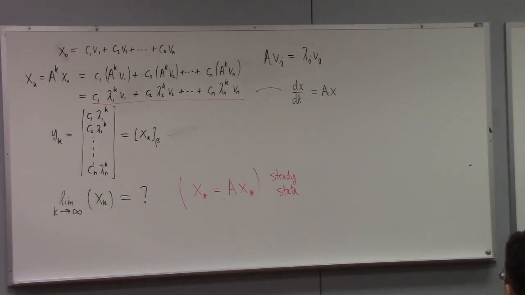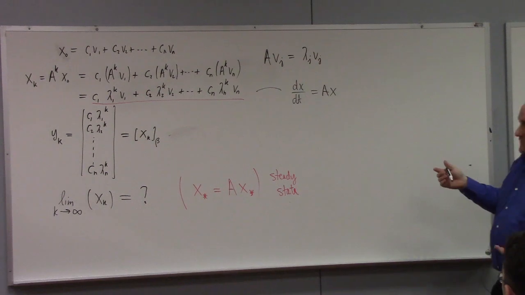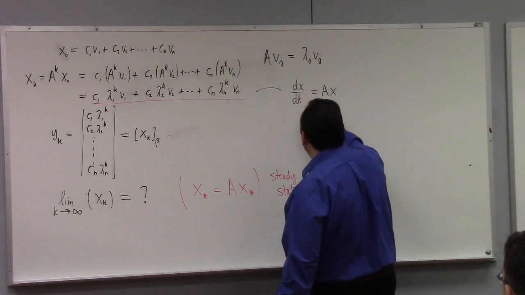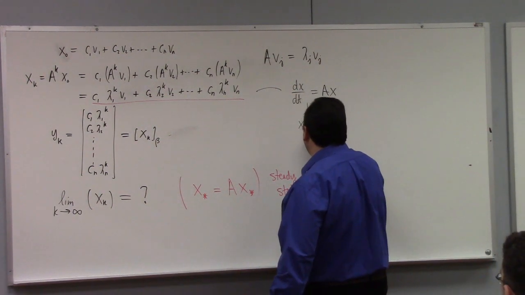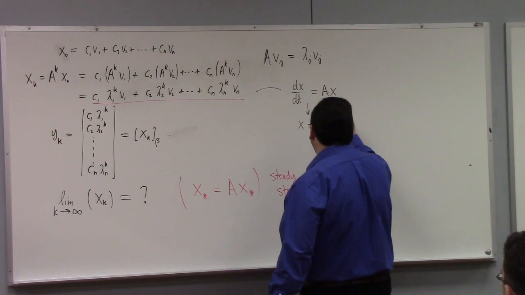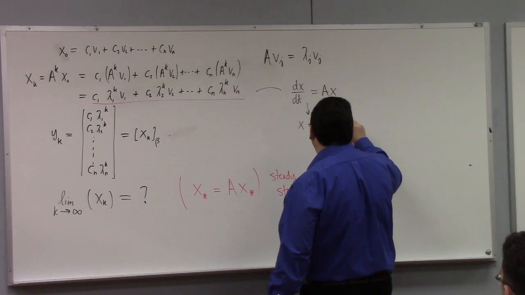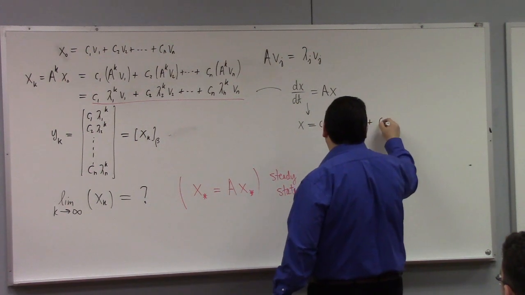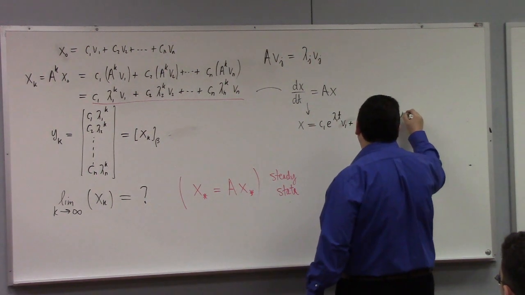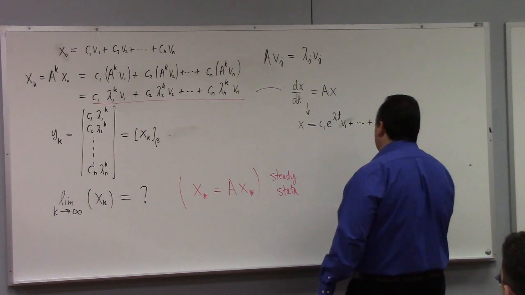But anyway, dx/dt equals Ax, that's a differential equation with the same matrix. If it's also an n by n, what's the solution? Well, we worked this out. The solution would be x equals c1 e^(lambda1 t) times v1, and so on, plus cn e^(lambda n t) times vn.